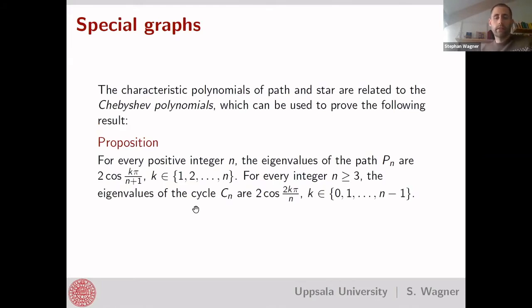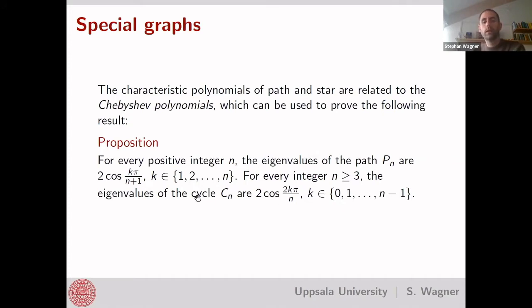Here's another special case that one might be interested in, the path and the cycle. I didn't mean path and star here. Okay, so first typo identified. The characteristic polynomial of the path and the cycle are related to the Chebyshev polynomials.